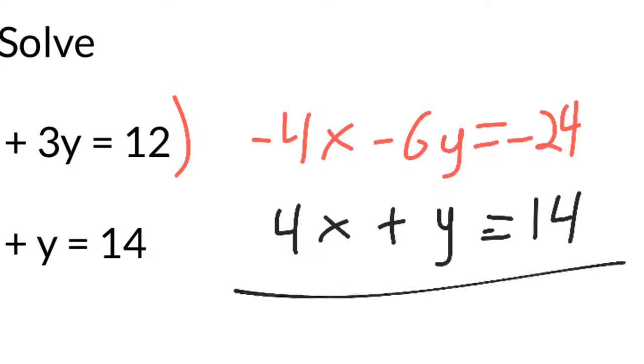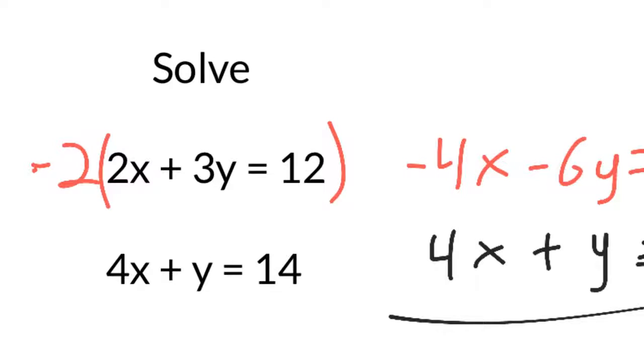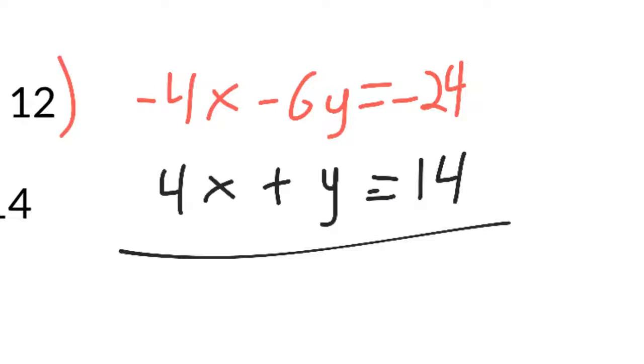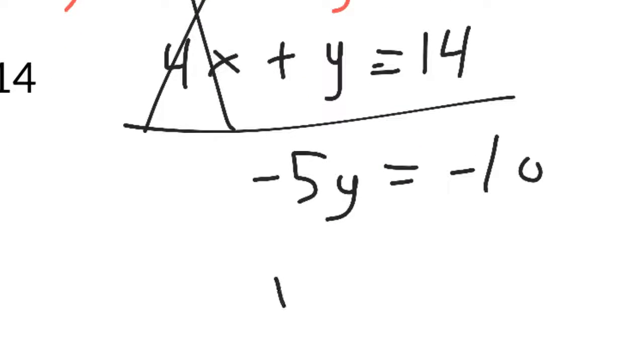So now, the red is what happens after you multiply everything by -2 in that top equation. Now, if you add them up, the x's completely cancel out, and then you've got -6y plus 1y makes -5y, and then you've got -24 plus 14, that makes -10. So the writing's kind of on the wall there. Y is 2, when you divide both sides by -5.